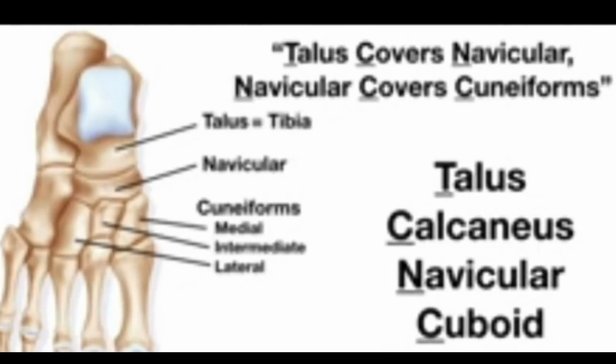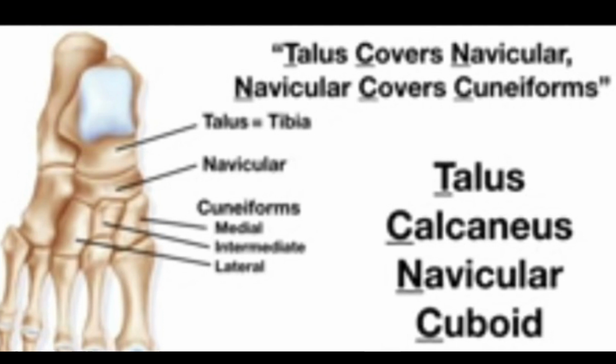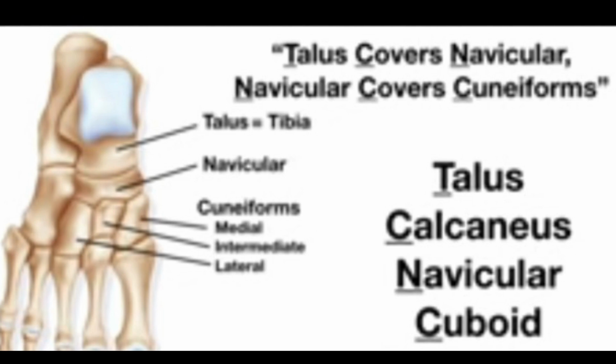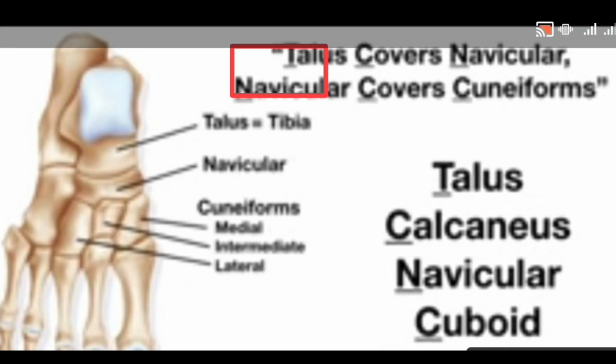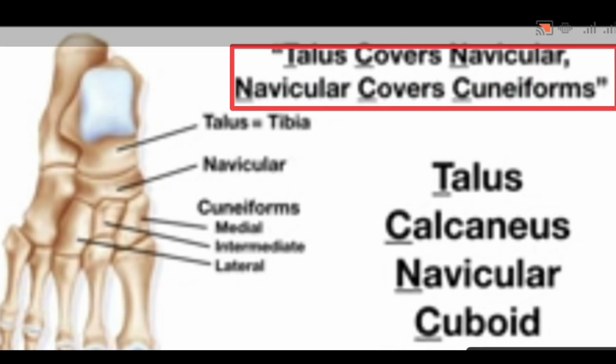In this video, I am going to talk about the anatomy and naming of the tarsal bone. So I will discuss two mnemonics. One will help to memorize the naming and anatomy, and the other will help to memorize the naming of the tarsal bone. The first mnemonic you can see over here is: talus covers navicular and navicular covers cuneiform.